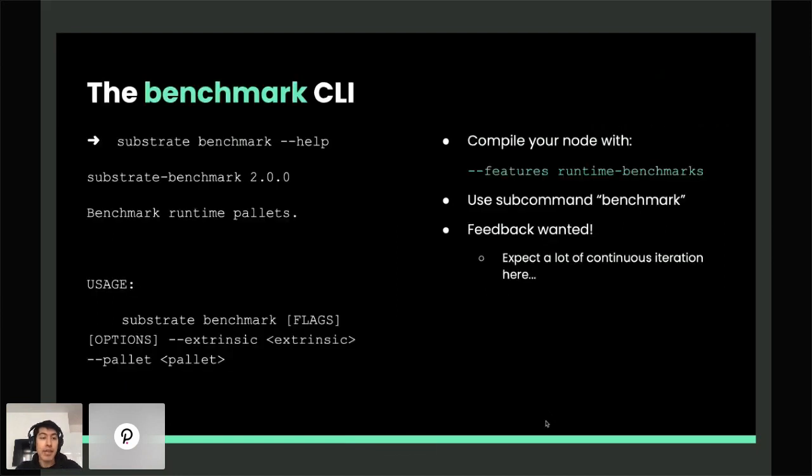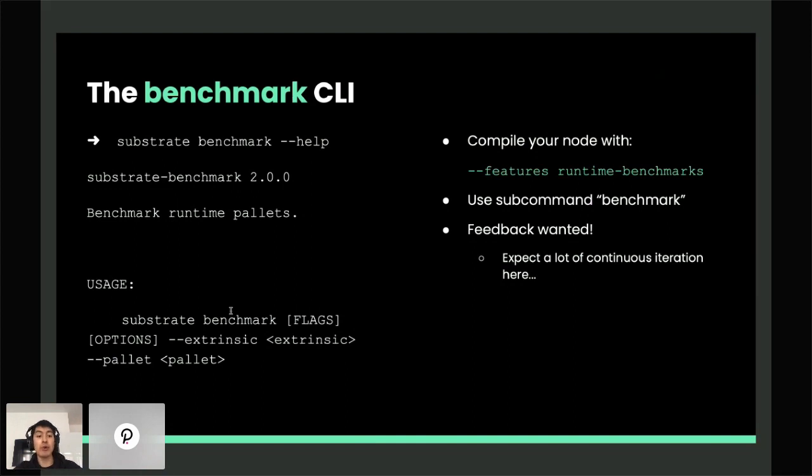Okay, and then another piece of this benchmarking framework is this benchmark CLI. Once you've written everything, we unlock this benchmark CLI behind a feature flag. So when you compile your node, you can compile it with this feature flag, features runtime benchmarks. And if you do this, then you get access to this CLI. And the CLI basically allows you to really easily run your benchmarks. And I'll go into that a little bit later.